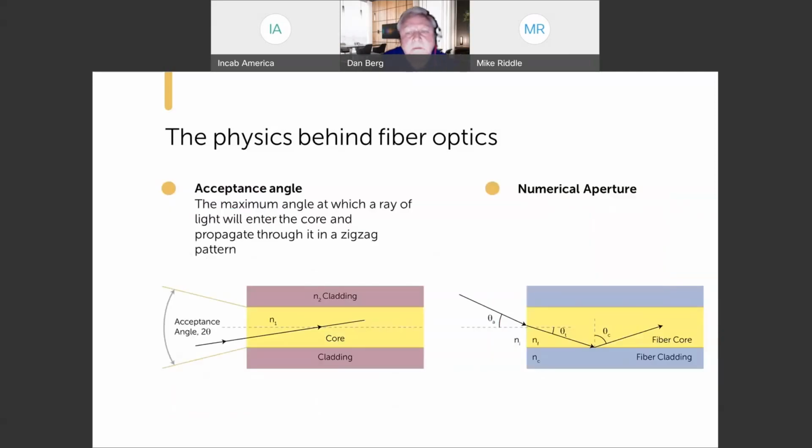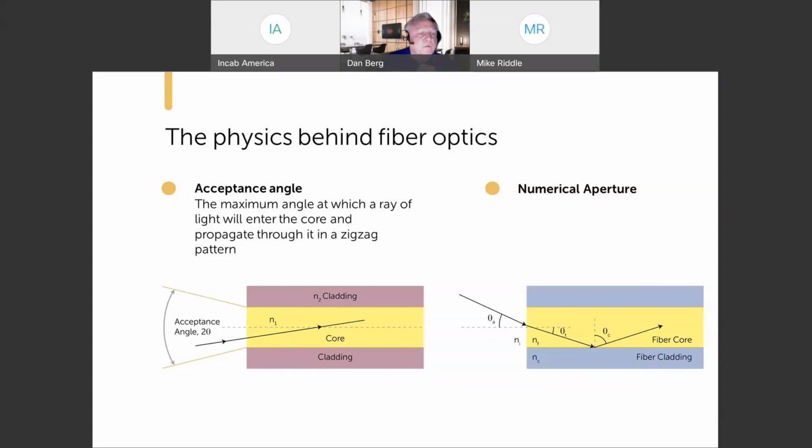Okay, acceptance angle and numerical aperture. Now these are very, very similar and they depend on each other. The acceptance angle is a cone of light, you might say, or the angle such that this is the maximum angle, but this is actually the angle of incidence here. This is the maximum angle in which the light can enter the core and stay trapped in the core and transmit all the way down to the other end.